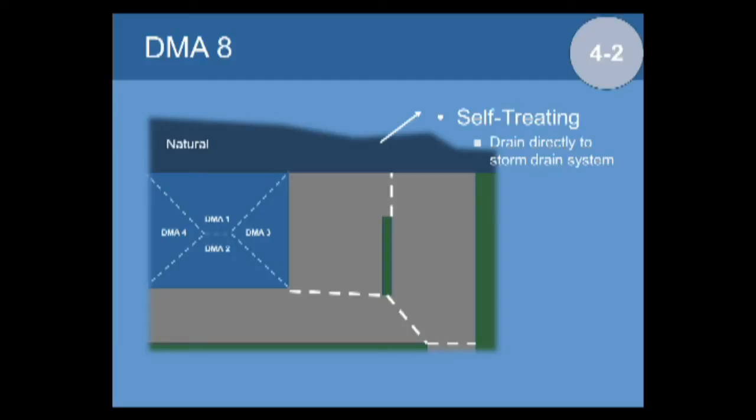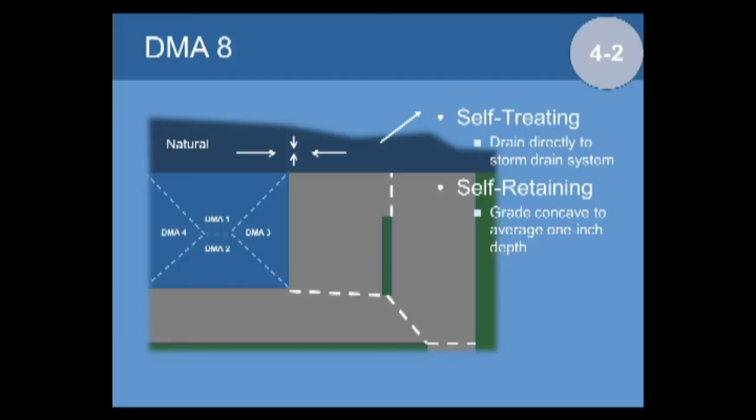Self-treating means that this area drains directly to the storm drain system. Our argument here is it's not picking up any more pollutants than it did before you built the project. It's not producing any more runoff than it did before you built the project. So basically, it's okay to continue to let that flow out to the curb, or even to pick it up with an area drain if necessary.